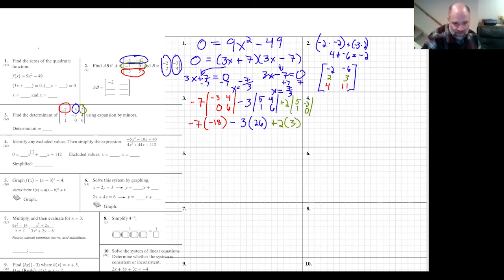All right, so let's do that math and pray that we're doing it right. So 7 times 18 is 126. Minus 3 times 26 is negative, what is that? 78. Plus 6. Let's just do that. 126 minus 78 plus 6 is 54. Did you guys get 54?